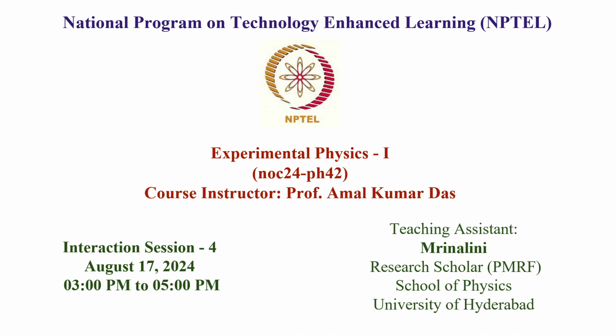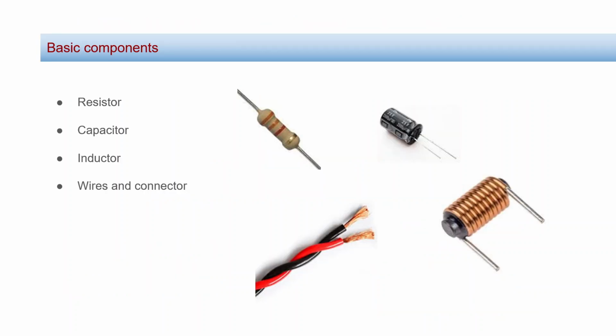Okay, starting with today's session. First we'll recap what we did last session. Last week we discussed these basic components that we find in a laboratory, which are resistors, capacitors, inductors, and various wires and connectors. We also understood the theory of these components, and derived the formula when these components are connected in series or in parallel, and based on these conditions we also carried out many problems. So this is what we did last time.